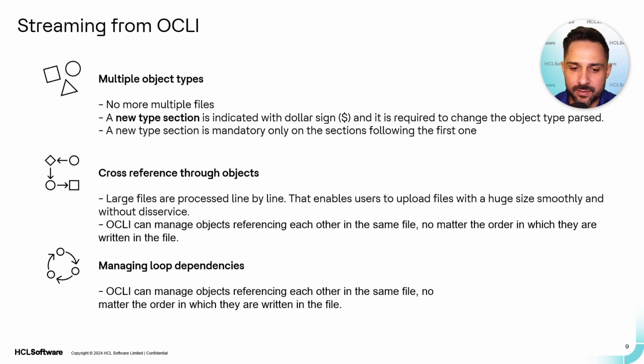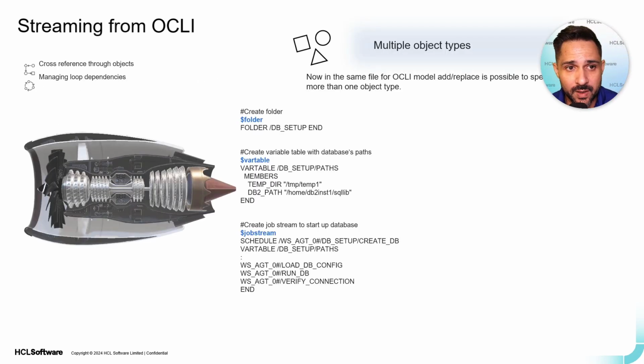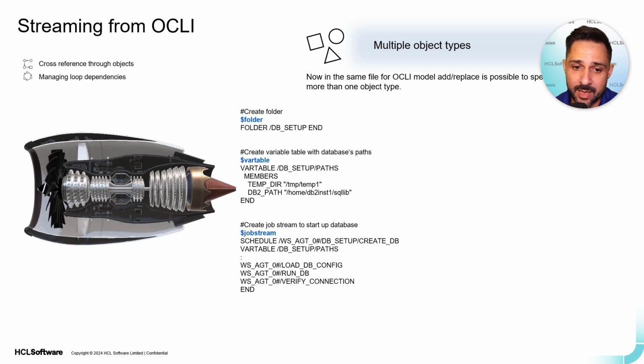And streaming from OCLI, this is another high point of OCLI versus Composer. There are 3 main points here. Let's start with multiple object types. This is the ability of OCLI to have multiple objects in the same file. A quick recap: with Composer, if I want to extract jobs, schedules, and CPUs, I had to run Composer more or less 3 times. Composer create jobs from all jobs, Composer create schedules from all schedules, Composer create CPUs from all CPUs.